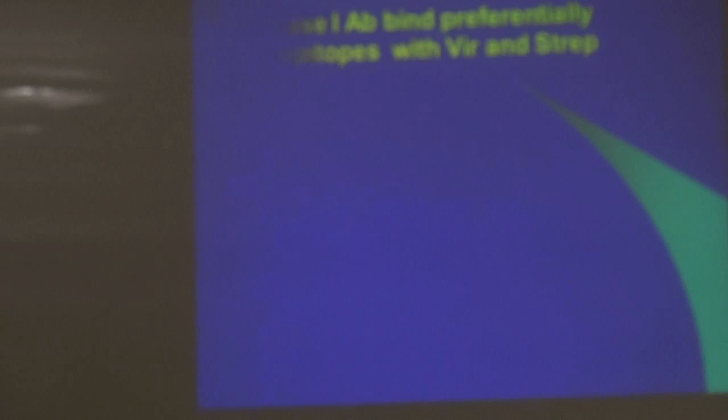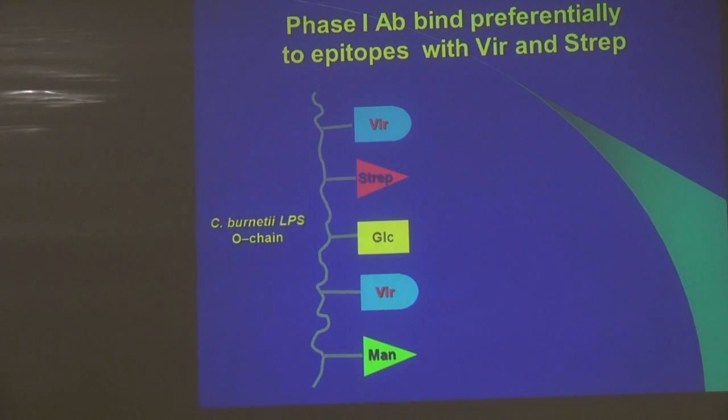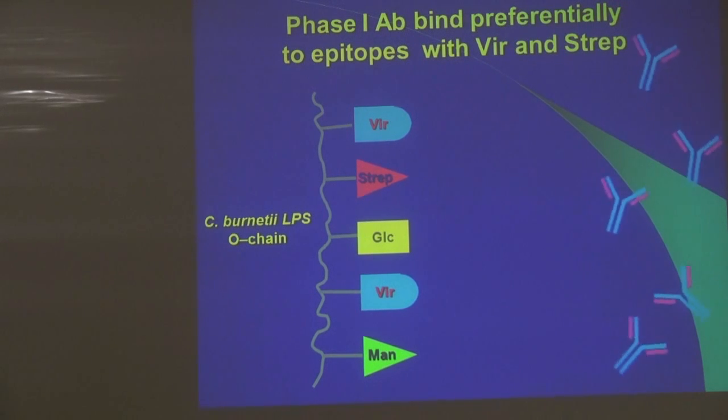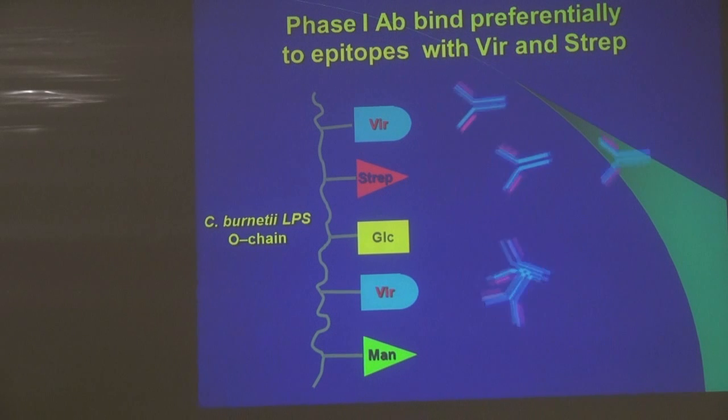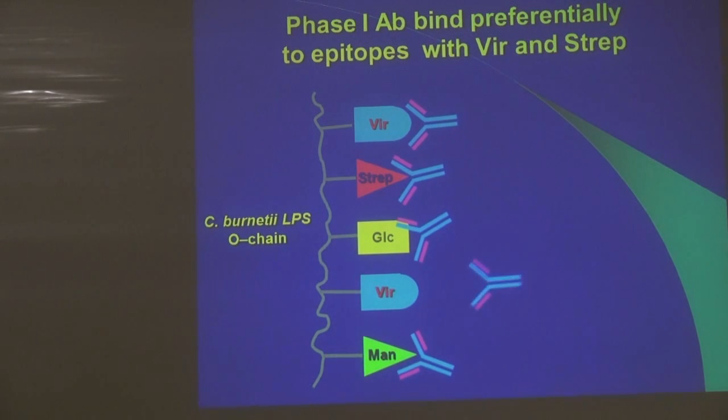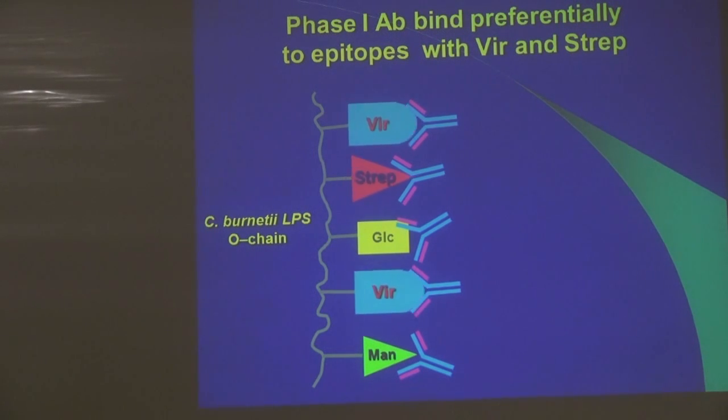Well, and then these phase 2 antibodies, we showed that they preferentially bind to epitopes with virenose and dihydroxystreptose. And as I showed, these two sugars are unique for Coxiella burnetii, they are not found in any other gram-negative bacteria, and those two sugars actually are, I would say, immunodiagnostic markers and biomarkers for Coxiella burnetii.